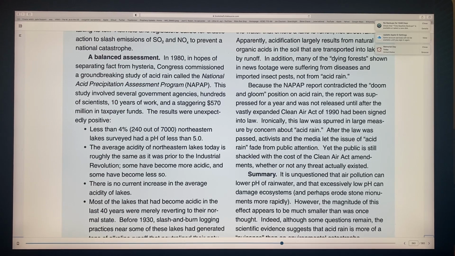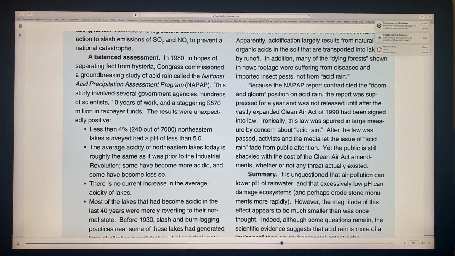In 1980, NAPAP, right here, the National Acid Precipitation Assessment Program, spent a staggering $570 million in taxpayers' money, and hundreds of scientists and government agencies worked for 10 years. And they wanted to find out actually what is happening with this so-called acid rain. Well, when they did find out, exactly, the effects seemed very minimal compared to what they thought it would be.